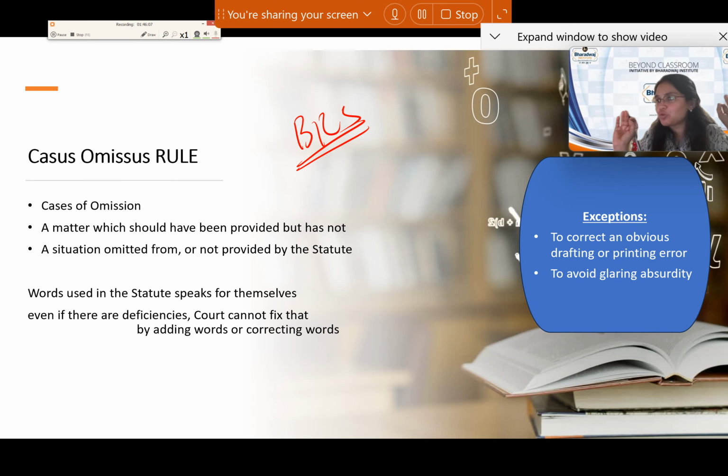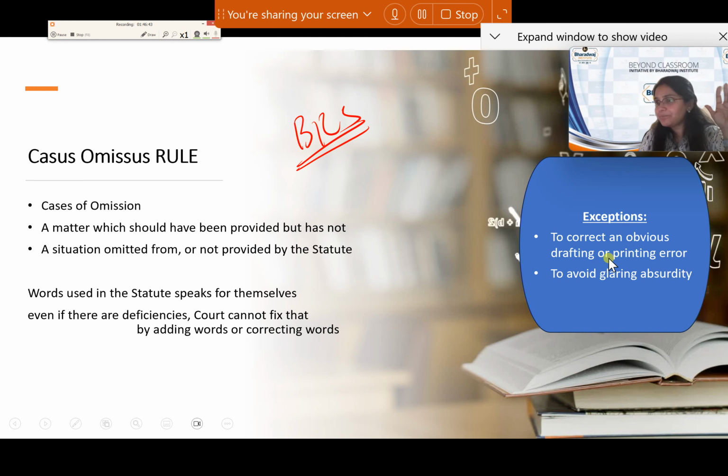Casus omissus rules means what? In case of omission, if you feel something should have been provided but not provided, or if you think it is not addressing to the situation, you will keep calm. That's all. You will just keep calm. Words in the statute will speak for themselves. நீ அங்க எதுவுமே fix பண்ணக்கூடாது. Court's duty is not to fix the errors. Did you understand, everybody? You cannot add words, you cannot correct words. When alone you can do it. It's an obvious printing error. அப்படின்னா then court can do it, not you and I.